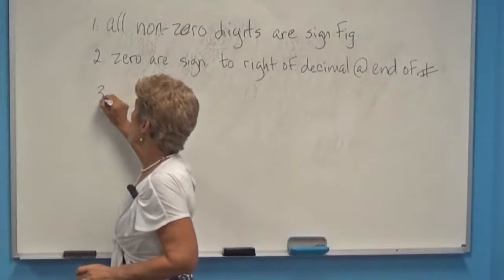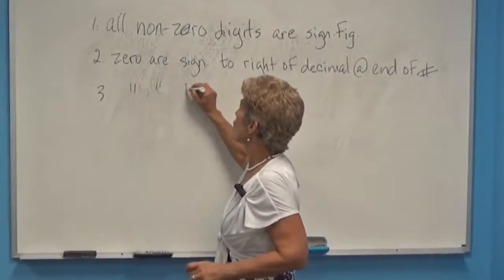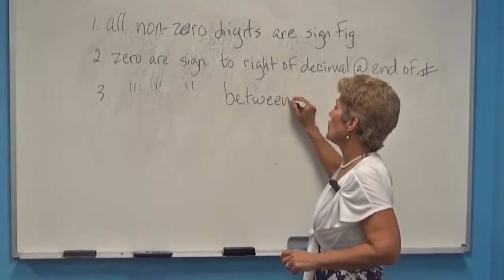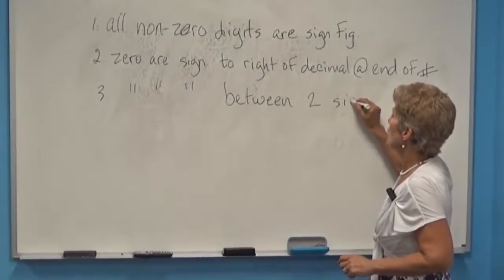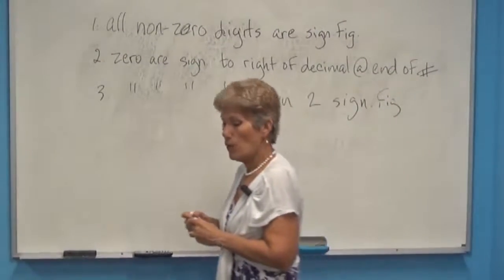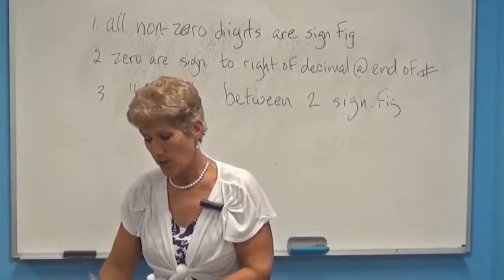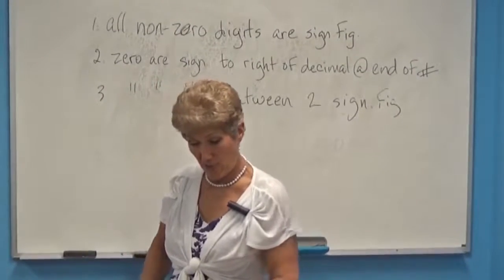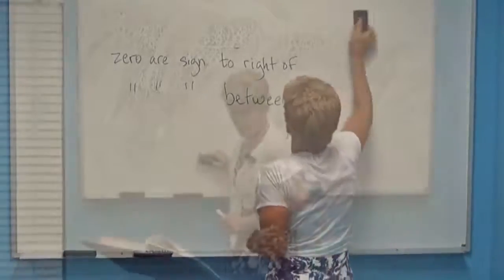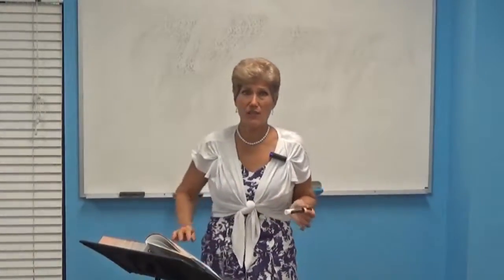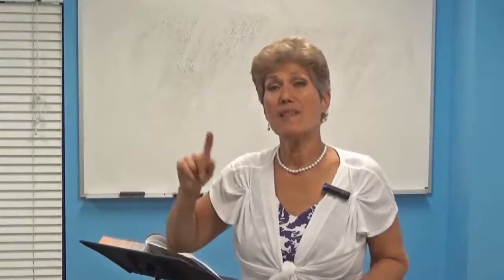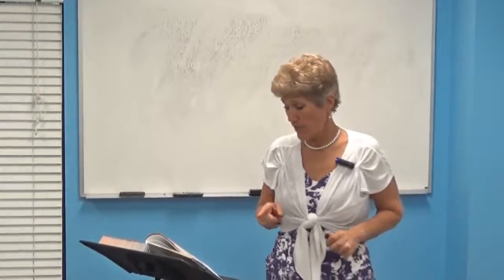And the third rule is also on zeros. Zeros are significant if they are between two significant figures. Okay? And so let's look at that and let's see how that works out. So turn over to page 24, please. On your own, on page 24. All right. And I define a significant figure differently than the book. I tell you the significant figure is estimating one past the precision of your instrument.